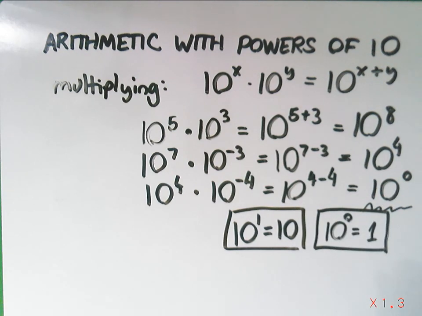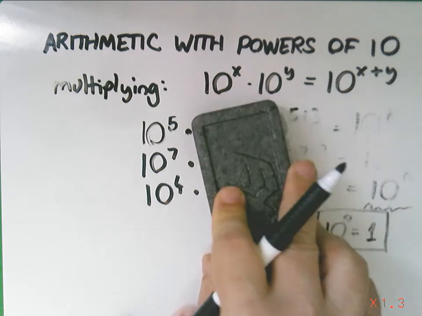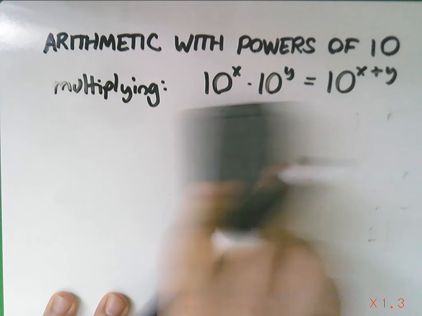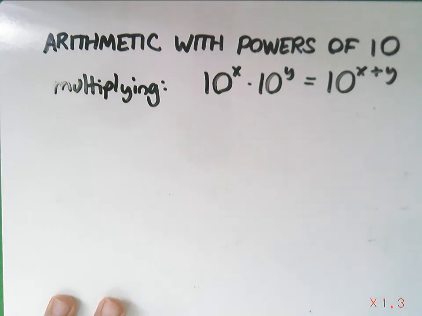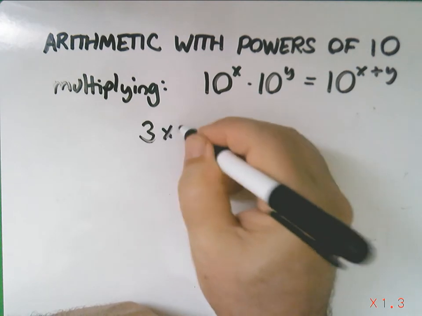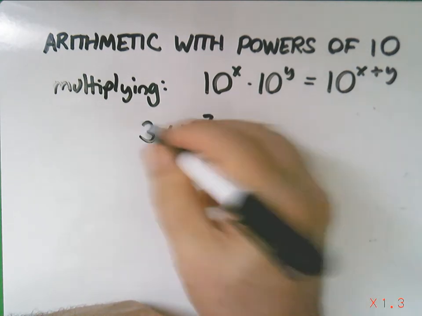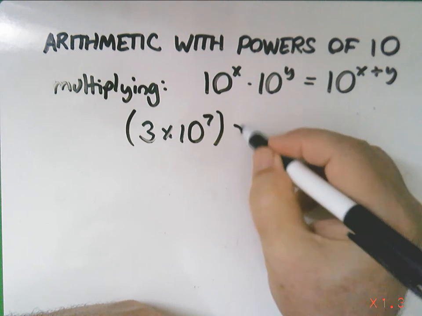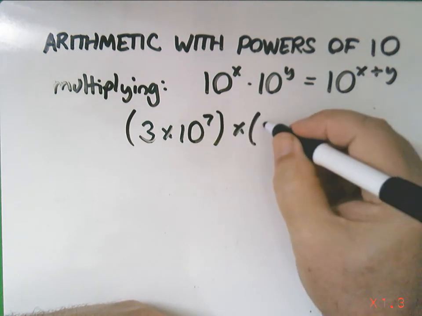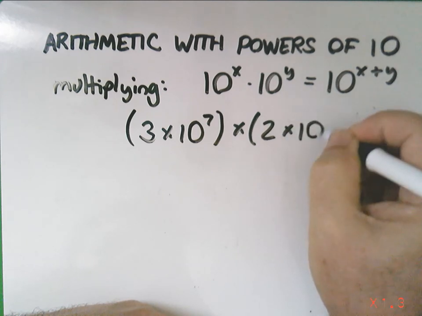Okay, so now you should be able to multiply two numbers that are in scientific notation in your head. Let's practice that. Suppose I have 3 times 10 to the 7th times 2 times 10 to the 9th.